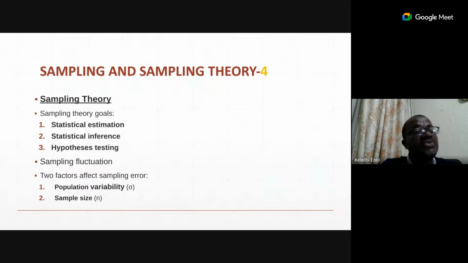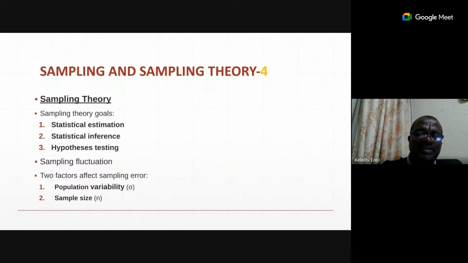It has three goals. What I've just said is that it's about describing the relationship between populations and those within the samples drawn from the populations. Because if you understand relationships within the samples, then you generalize to the population itself, like has been said. So sampling theory has three goals. One, statistical estimation. Two, statistical inference. Three, hypothesis testing.